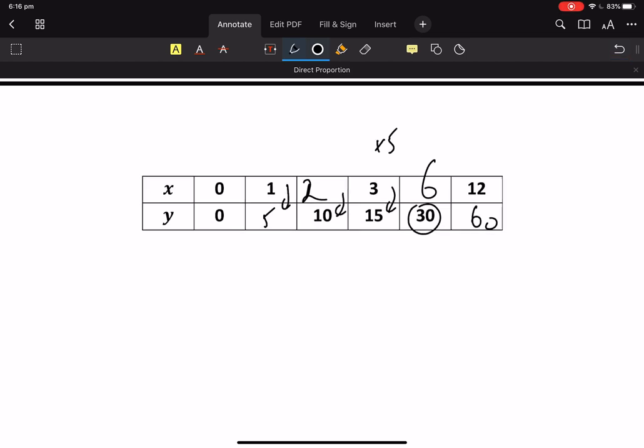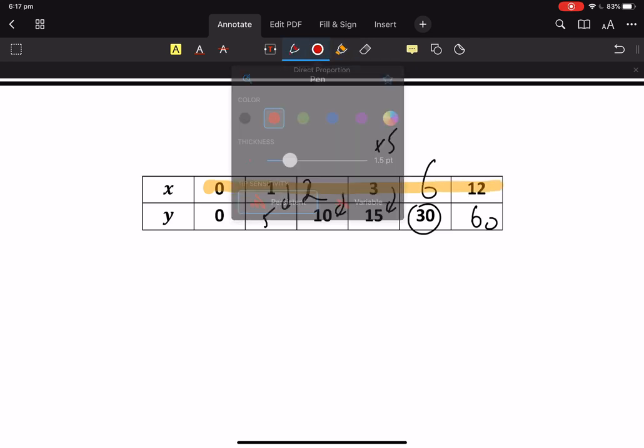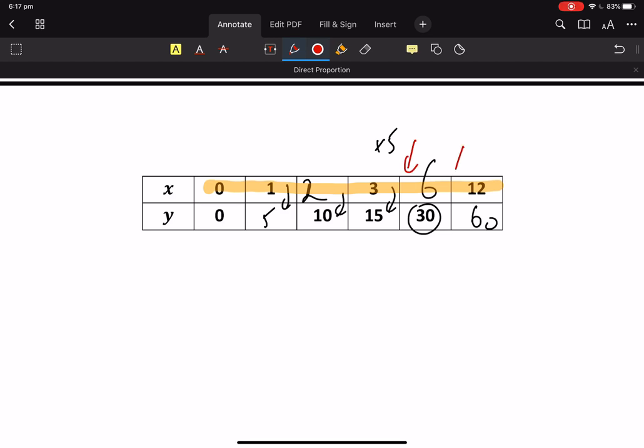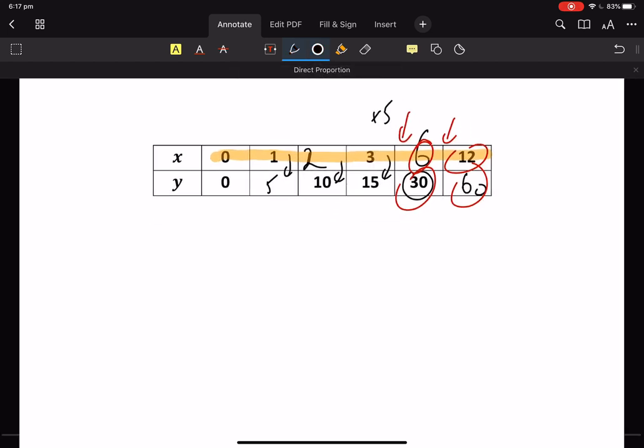You can also see that as we go along here, all of a sudden, I'm not going 1, 2, 3, 4, 5. We're jumping around. So you need to be careful and you've got to actually use the rule. So here, what's our constant of proportionality? We're multiplying by 5. So the rule is y equals 5x.